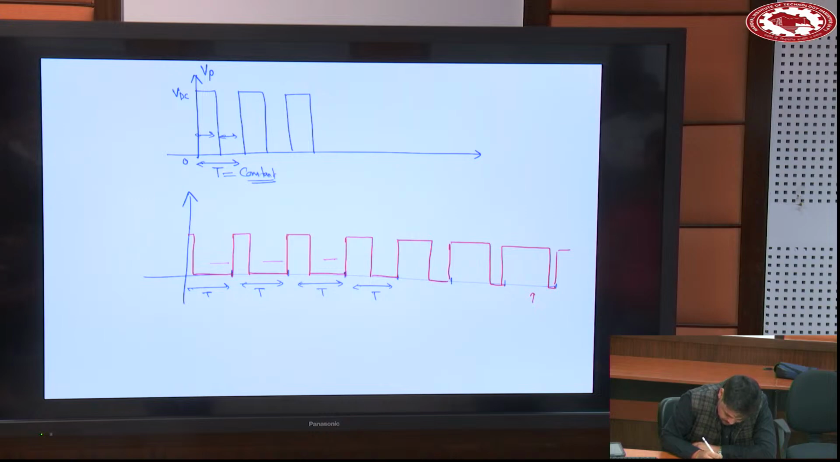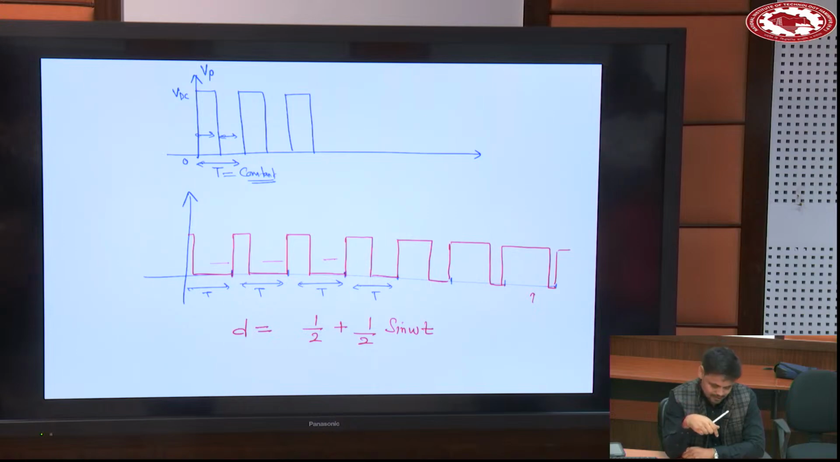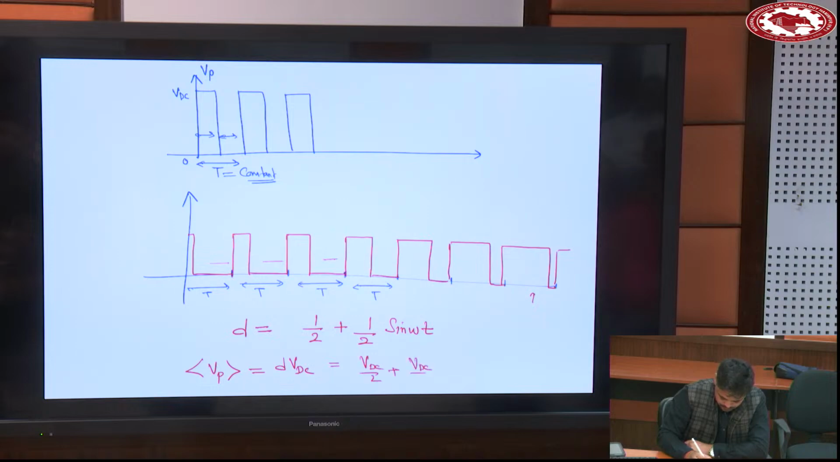So if I am changing this duty ratio, duty function, something like this, you know that duty ratio can have a value between 0 to 1. So if I choose D carefully, D will be between 0 to 1, and you find out this VP average. This average value will be VDC by 2 plus VDC by 2 sin omega t.